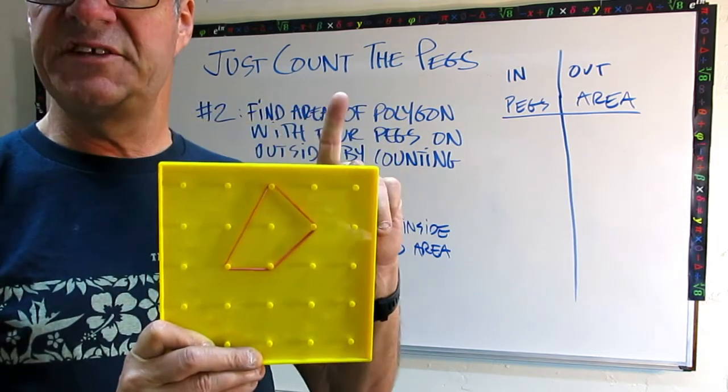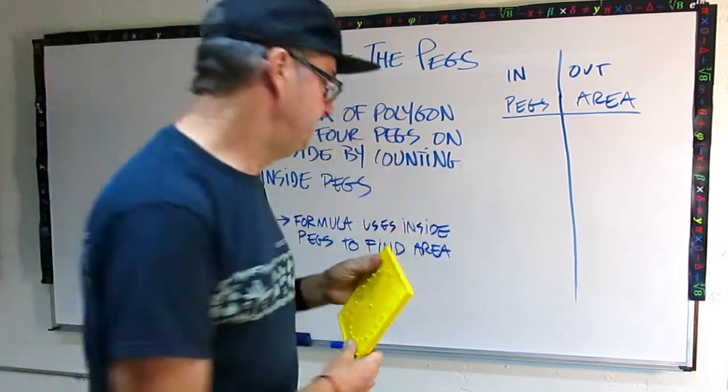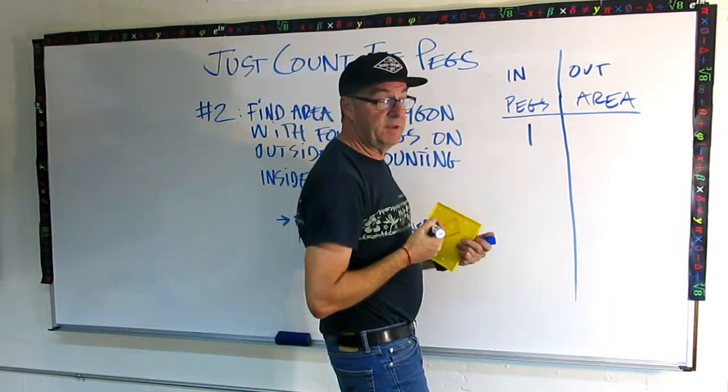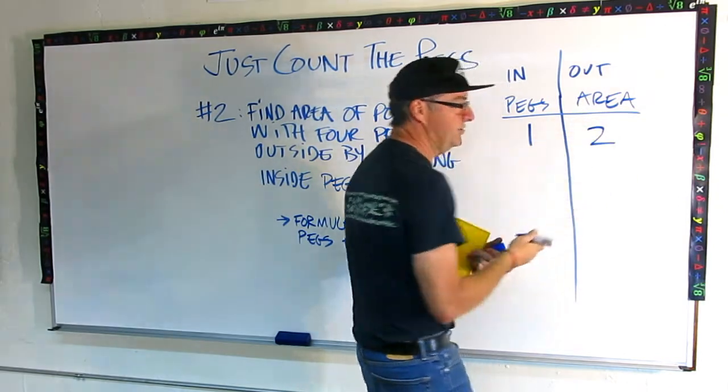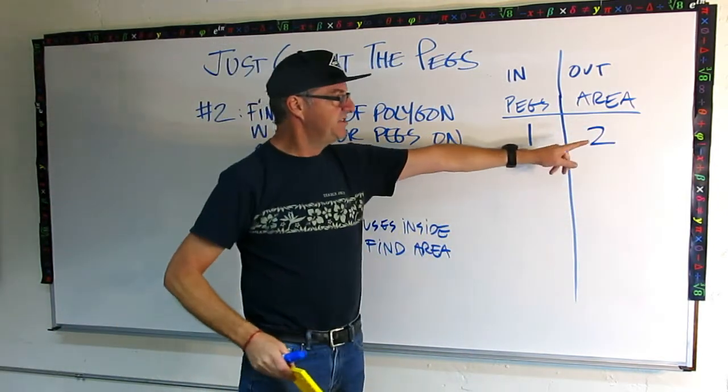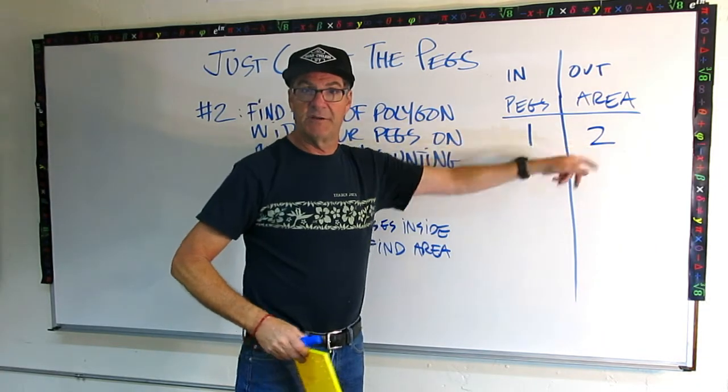So we have 1 inside peg and an area of 2. That means the input for our formula is 1 and it needs to spit out a 2. Whatever that formula is, when you put in 1, it needs to give you 2 for your area.